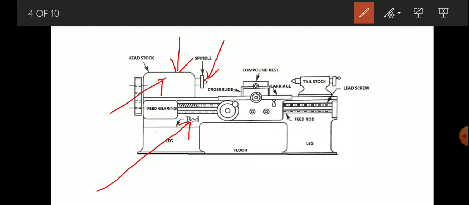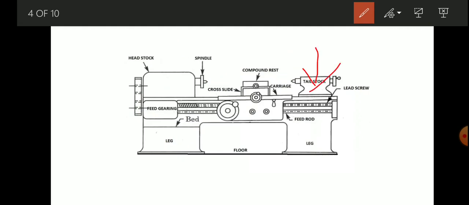Now coming to the tailstock. It is located over the inner way at right angles to the bed. It is used to give support to the work while machining, like drilling, tapping and reaming. The tailstock can be moved along the guideways and can be clamped at any position on these guideways.